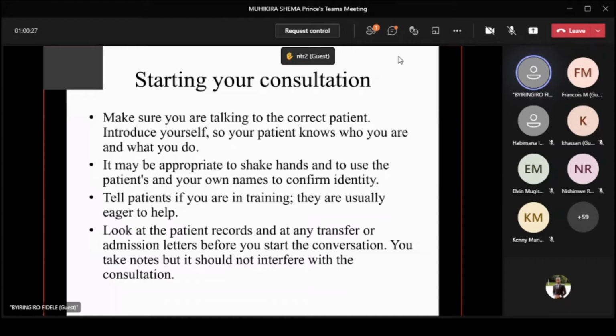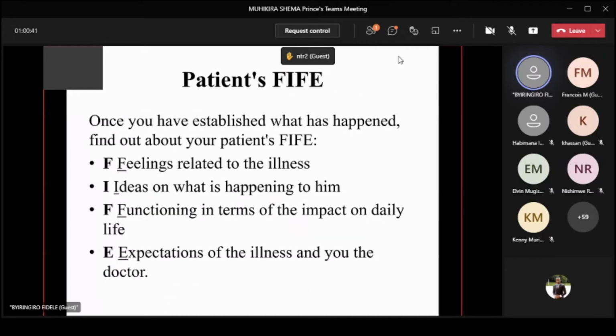Once you have established what has happened, find out about your patient's FIFE. FIFE means the feelings, the ideas, functioning, and expectations. The feelings are related to the illness, the ideas on what is happening to them, the functioning in terms of the impact on daily life, and the expectations of the illness, and your expectations as a doctor.